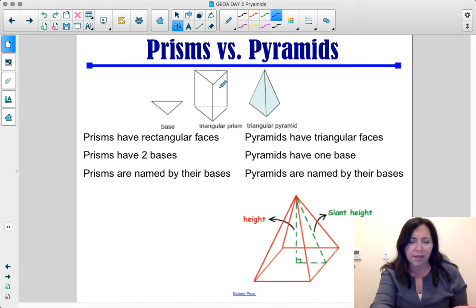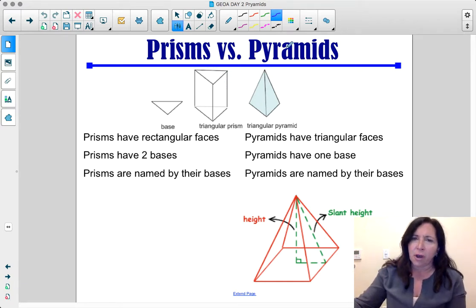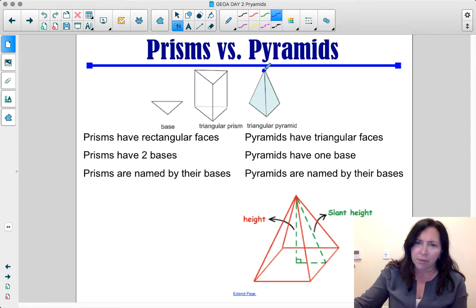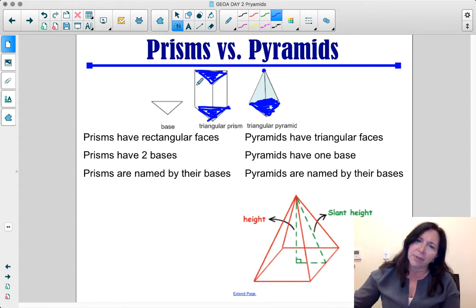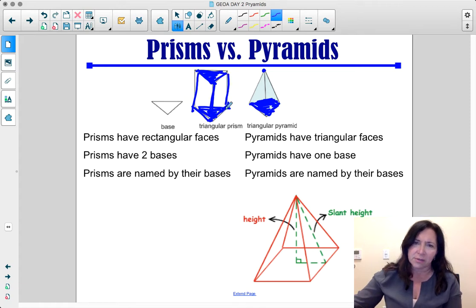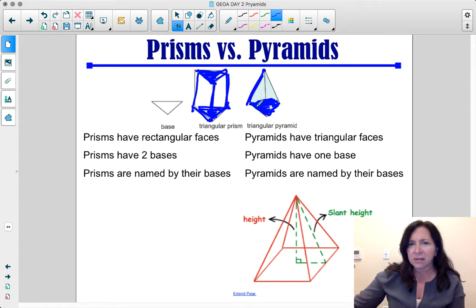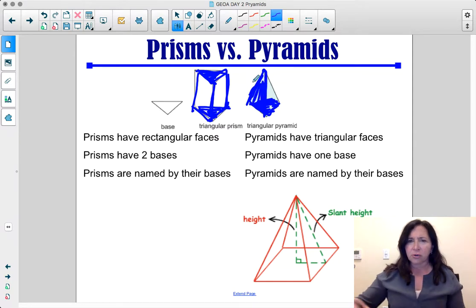One of the main differences is that pyramids come to a point up here, whereas a prism has what we call two of these. These are called bases. So a prism has two bases, where a pyramid actually only has one base. That's one big difference. Another big difference is that the sides of a prism are rectangles, and the sides of a pyramid are actually triangles.